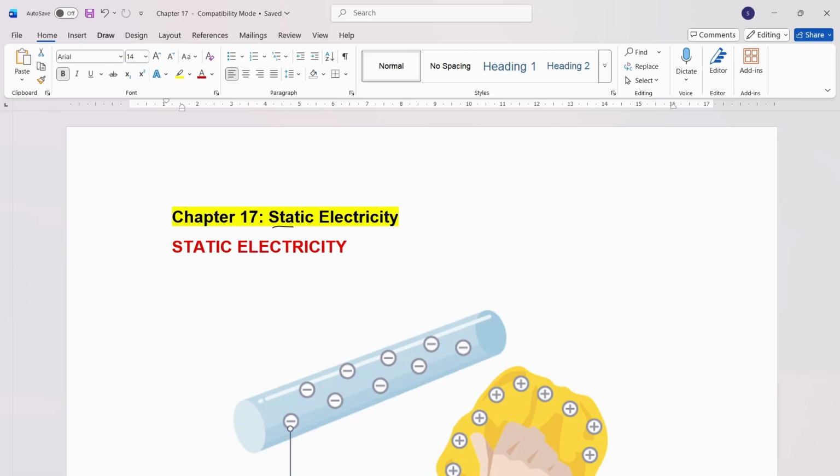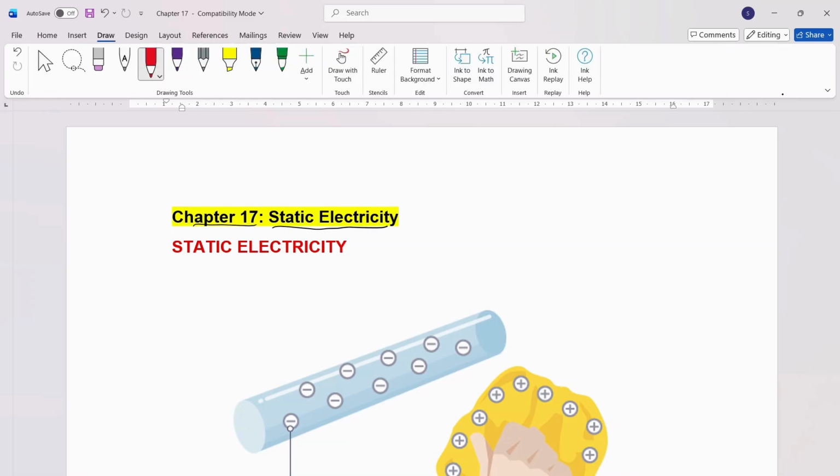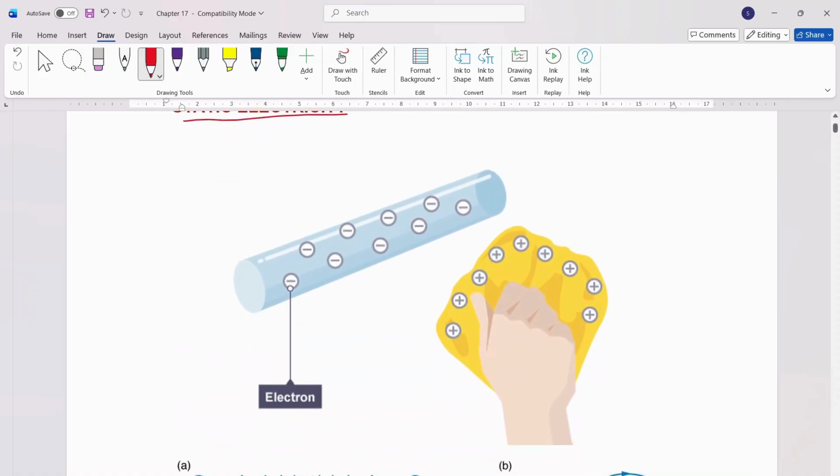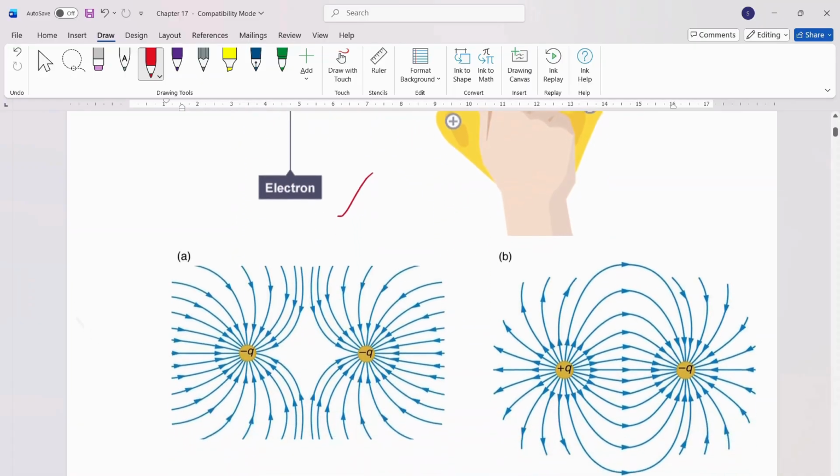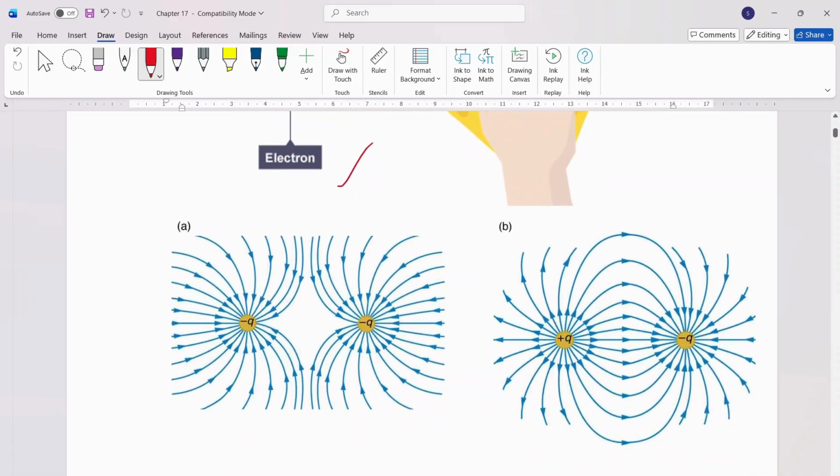Let's start chapter number 17, Static Electricity. Static electricity is all about charges, positive charges and negative charges, the electrons, and you see how the charges attract each other and how the charges repel each other.